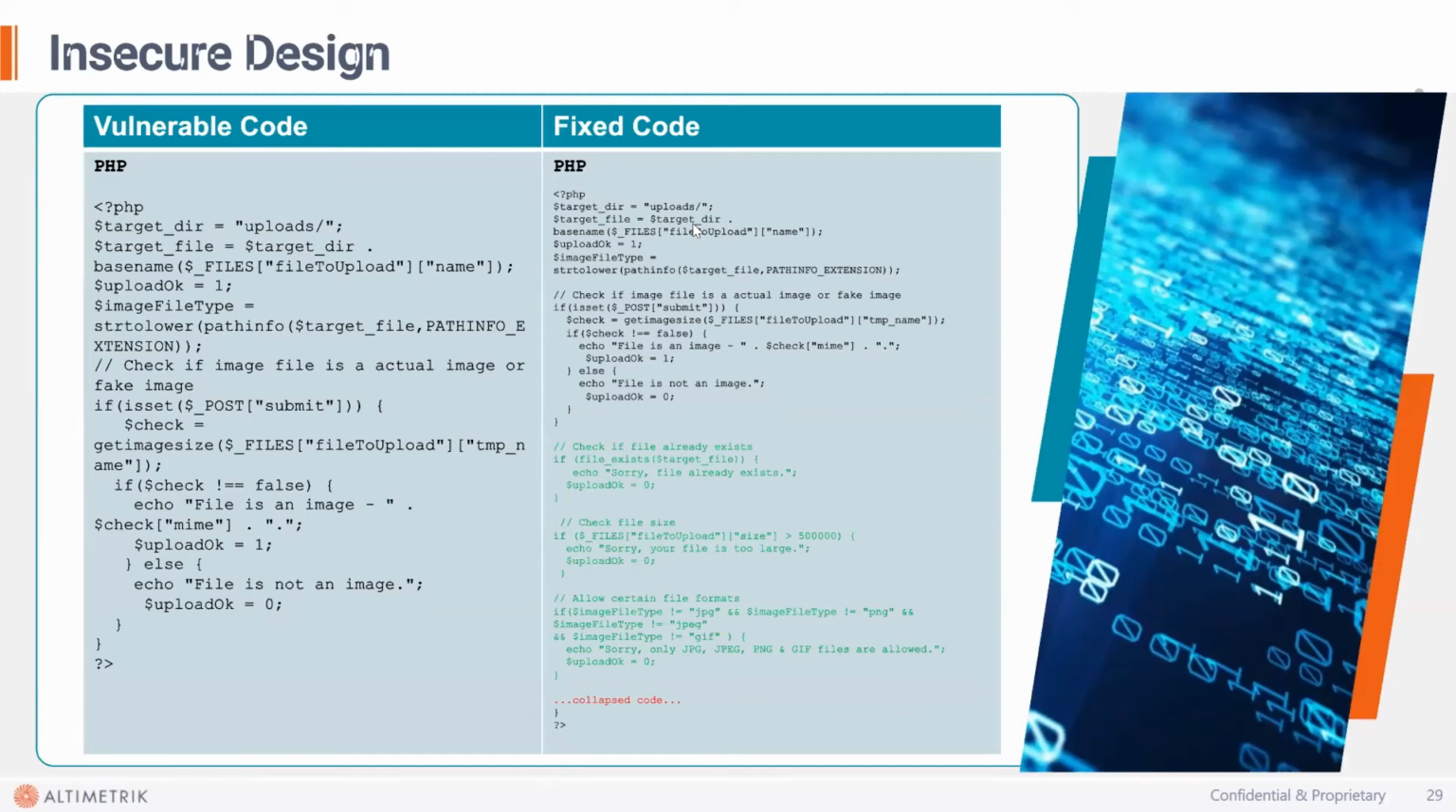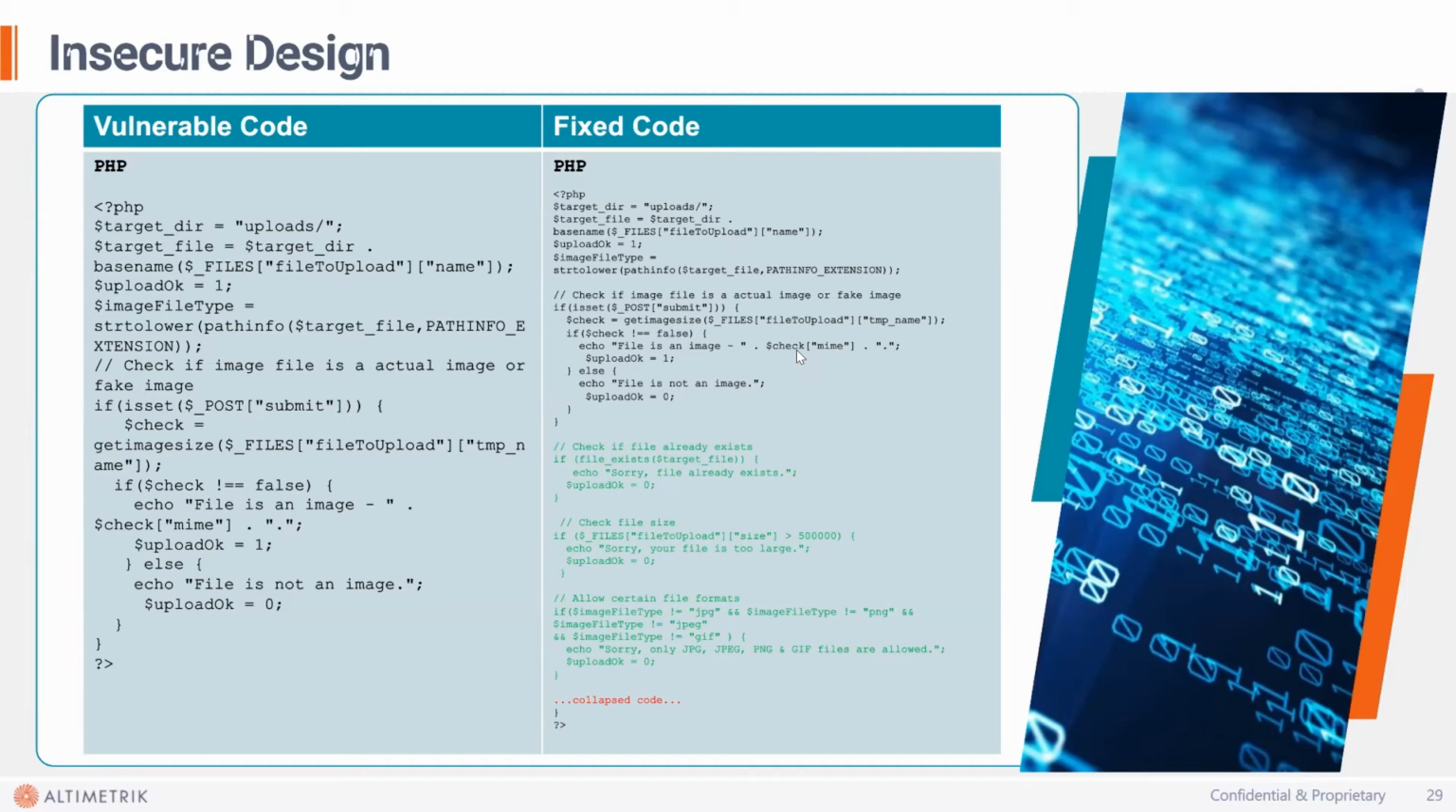So as you can see on the left, there's only one security check to see if this file is already in the system. But if you go on the right side here, we can see that there are other things in place, like file size and even the file type. So just make sure that when you write your code, you have checks in place.